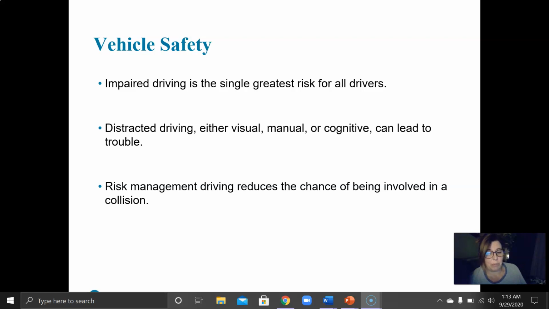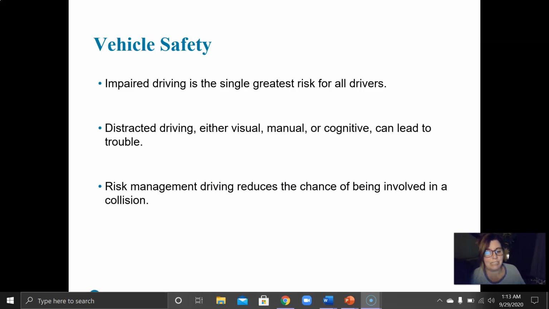Distractions also come into play, and 3 types of activities constitute distracted driving: taking your eyes off the road, taking your hands off the steering wheel, and taking your mind off driving. We need to be mindful while we are operating that big vehicle.